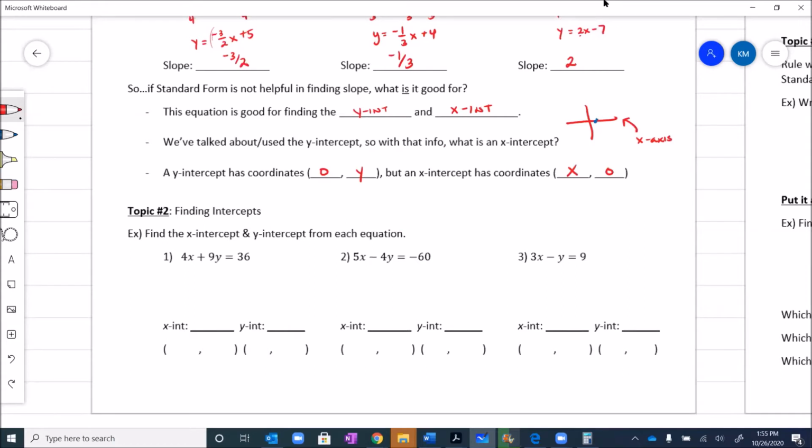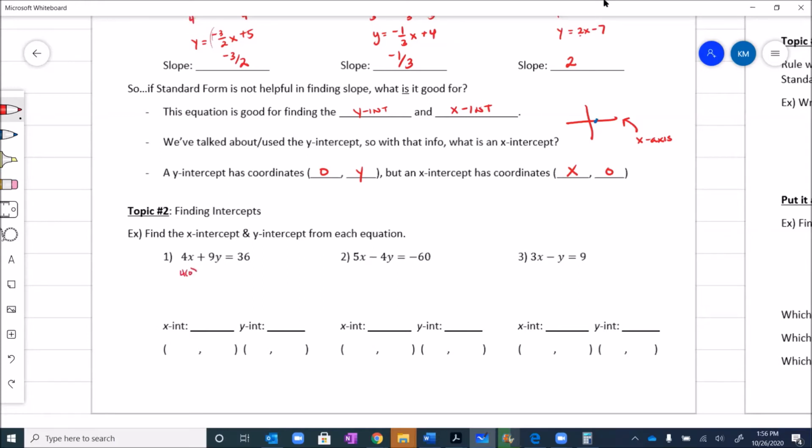Now it says find the x-intercept and y-intercept from each equation. And this is how you do it. I like to call it the cover-up method, but we'll explain something different first. Because our y-intercept always has 0 for the x, what this equation allows us to do is plug those coordinates into the equation to make it true. So with our y-intercept, we know that x is going to be 0. So if I'm trying to find my y-intercept, I'm going to plug 0 in for x.